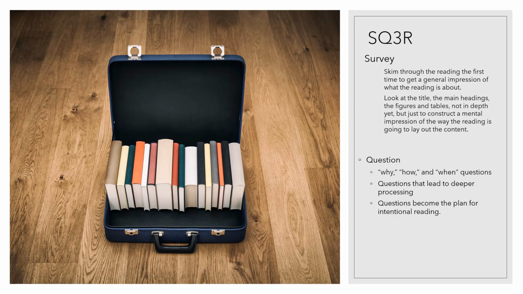The Q in SQ3R stands for question. The questions that we want our students to ask as they are reading the material are the why, the how, and the when questions. Research has shown that when students are asking the why, the how, and the when, they are moving into a deep processing of the information versus the shallow of the who, what, and where. These questions become the plan for intentional reading. Now your students are reading for a purpose. They are reading with a purpose. They are reading for understanding and comprehension.